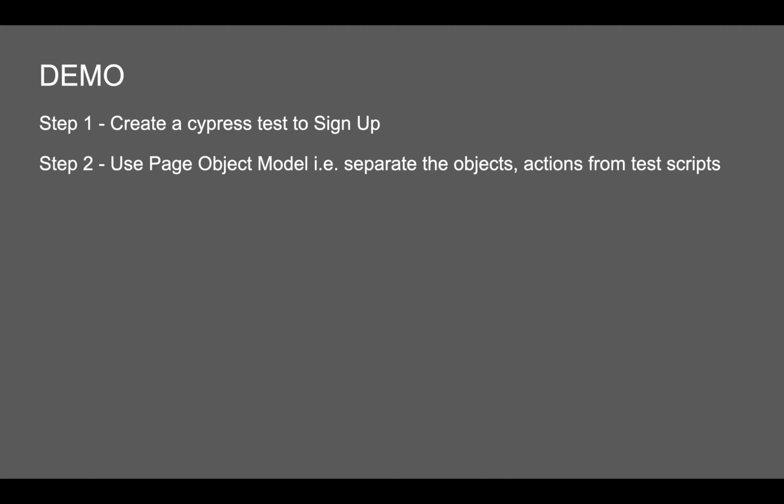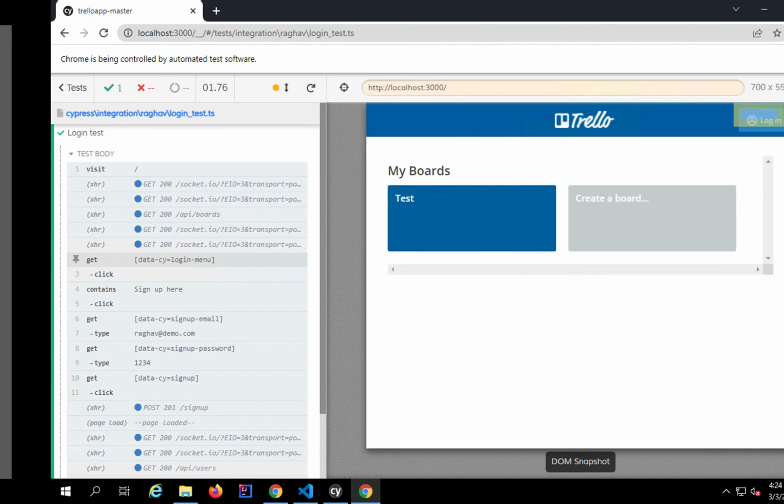Now let us convert this test into a page object model design, and we have already learned about page object model design, how to create, how to implement, and what exactly it is. So basically in page object model we separate the objects and the actions from our test scripts, so that in future if we have to do any changes or maintenance, it is easier, faster, less error prone and very efficient. So let us try to do this.